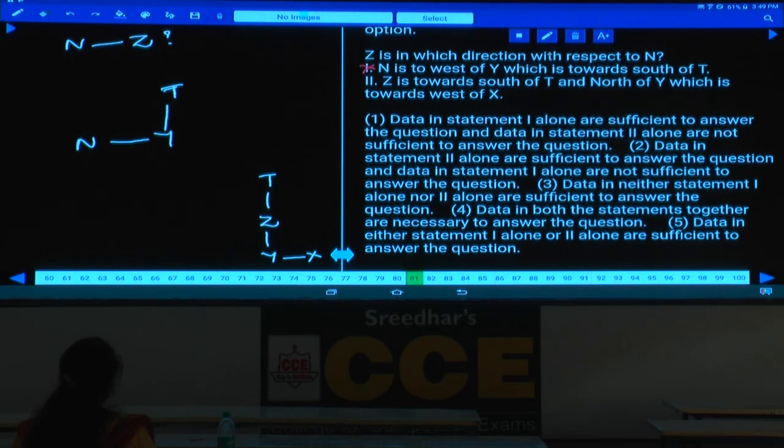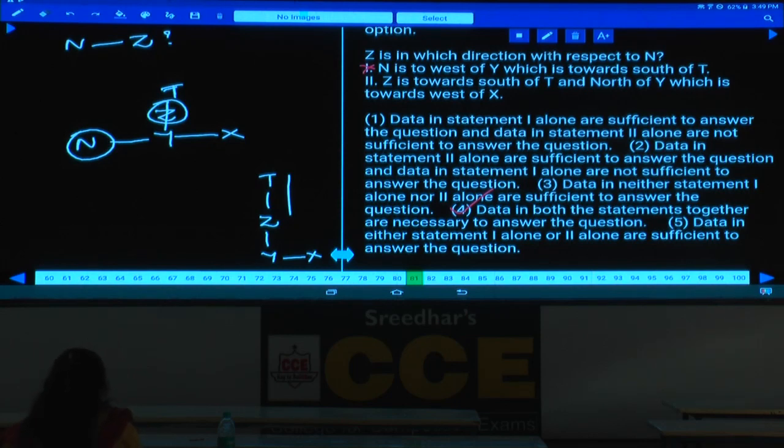Then by combining these two. If you combine these two, Y is here and Z will be somewhere between T and Y, and this will be X. And are we getting the answer or not? Now the relation between N and Z. Z is here, N is here. Hence we can determine the answer. Then what is your answer here? Both the statements are required to get the answer. That is choice 4. Data in both the statements together are necessary.